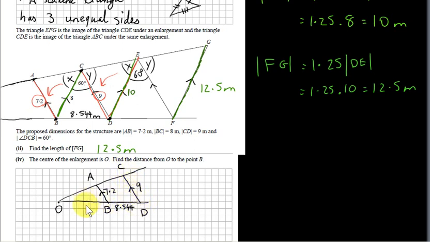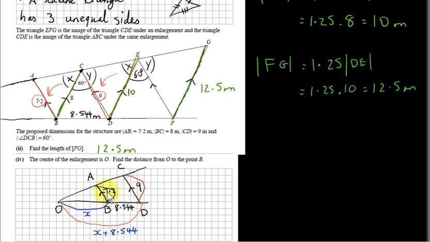So that theorem tells us that if we take this distance here, OD, and divide it by OB, then we get the same answer if we take DC, which is 9, and divide it by AB, which is 7.2. So to make the notation easier to write down, I will call OB x. OB is x, and then OD is x plus 8.544.